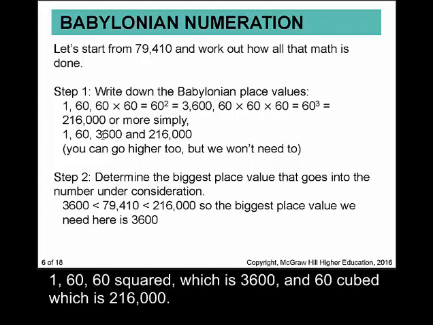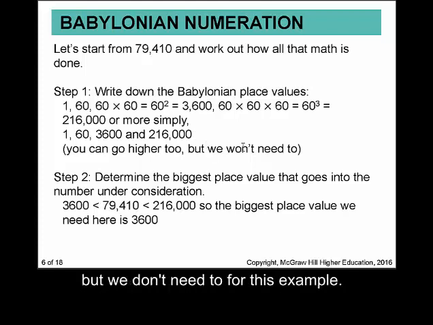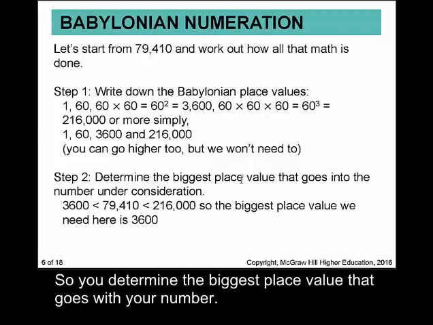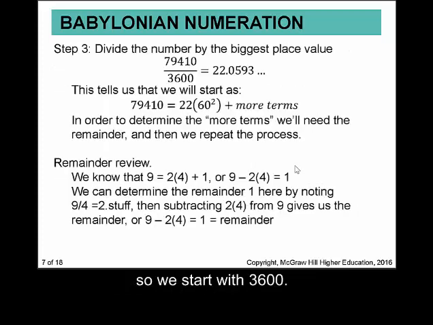160 is 60 squared, which is 3,600, and 60 cubed, which is 216,000. You can keep going higher by multiplying by 60, but we don't need to for this example. So you determine the biggest place value that goes with your number. 79,410 is bigger than 3,600, but less than the next place value up. So we start with 3,600.